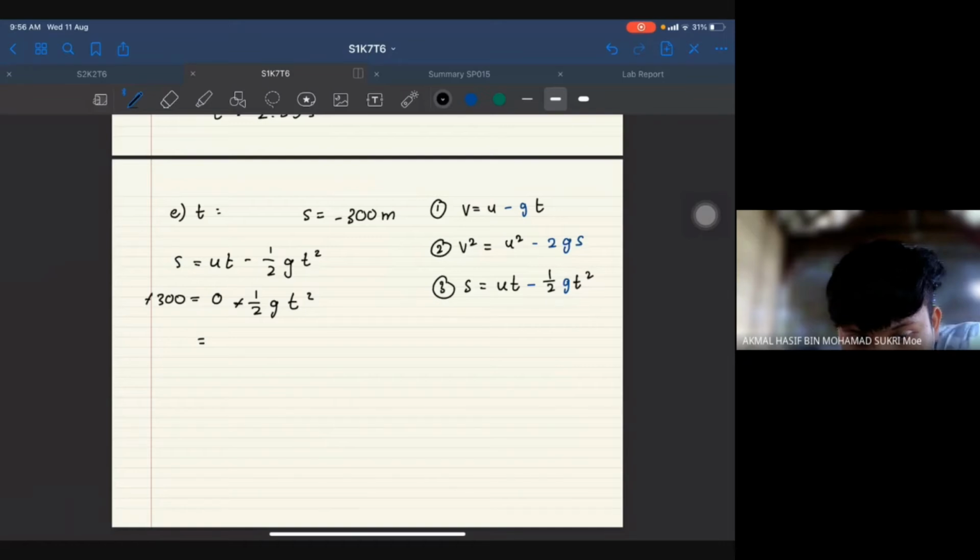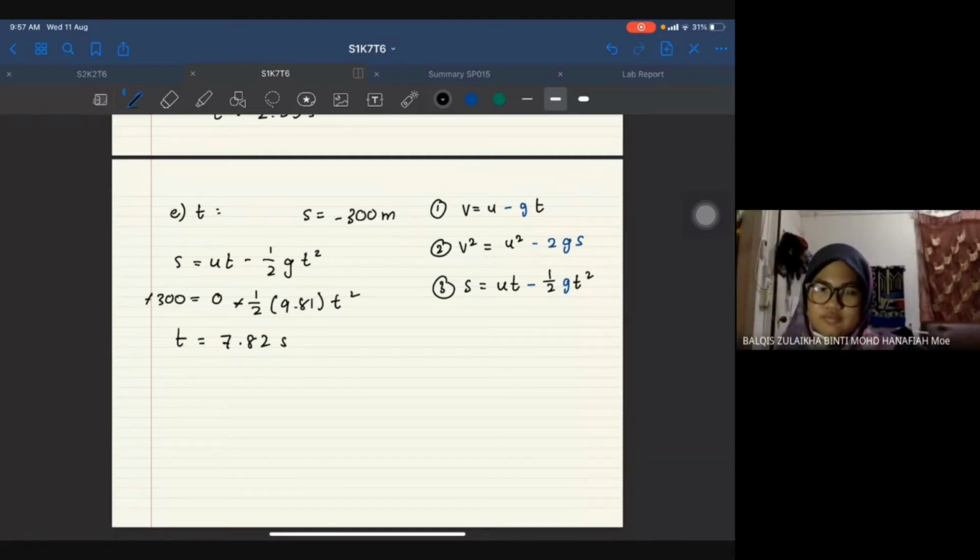Again, U stays 0. This one negative 300 minus half. Okay, saya lupa nak substitute G tu. Okay, take the square root. So I got T equals to 7.82. Did you get the same answer with me? Yes, sir. So again, this one will have a positive and negative, but because this one is time, obviously it's positive lah, jangan letak negative pula. Okay, any question?